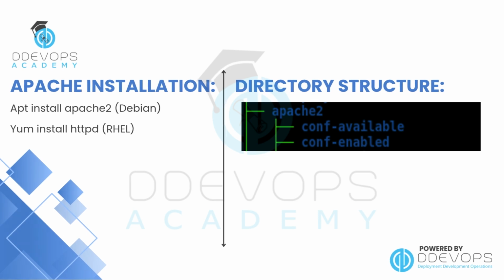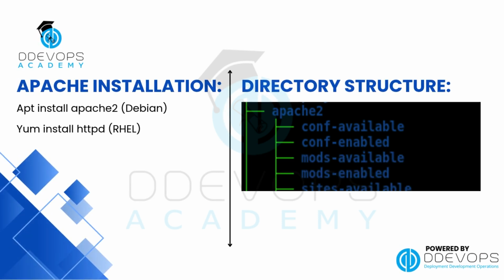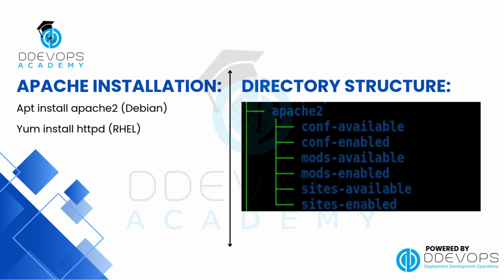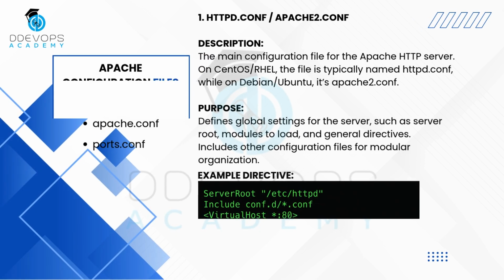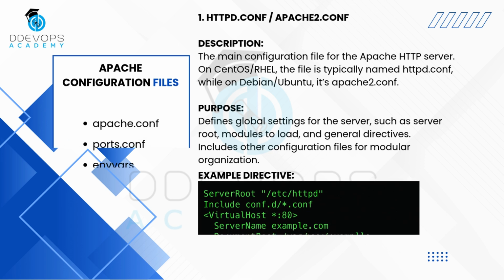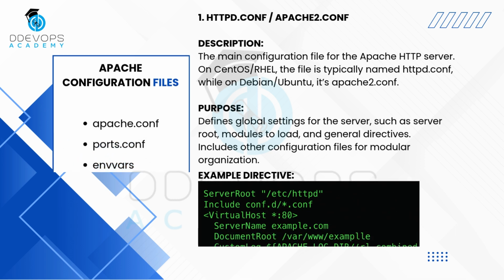Apache installation: apt install apache2 on Debian, yum install httpd on RHEL. The directory structure appears in the picture. Apache configuration files and features include Apache configuration, ports configuration, envvars, htaccess, and virtual host.